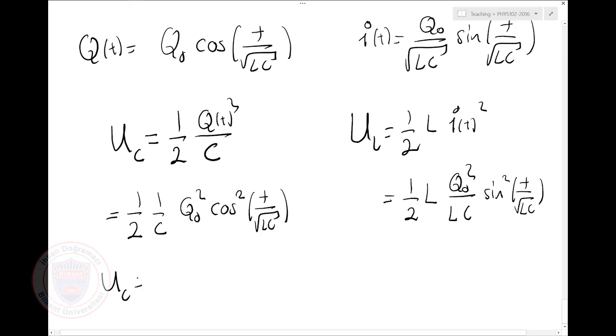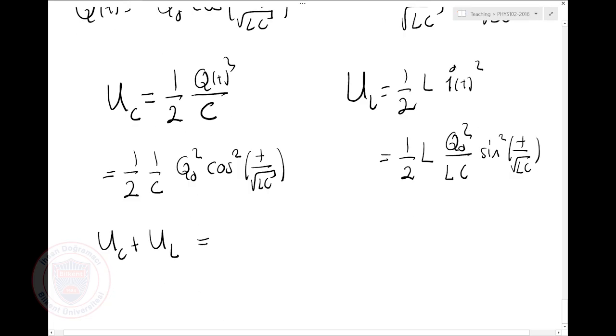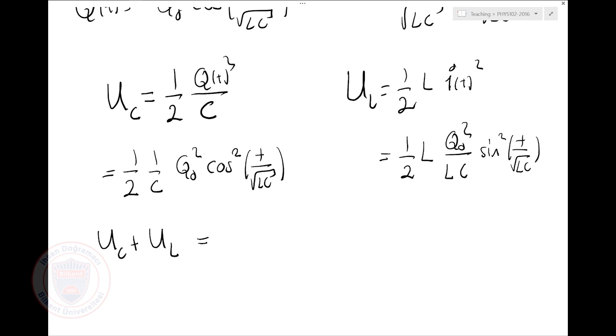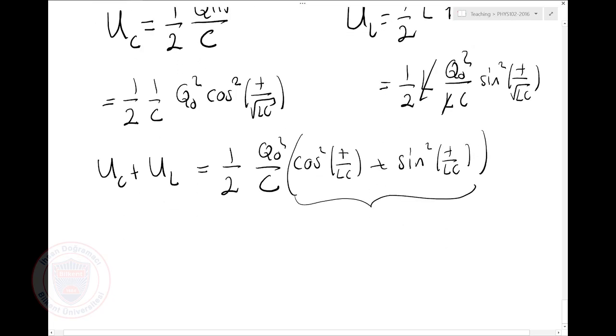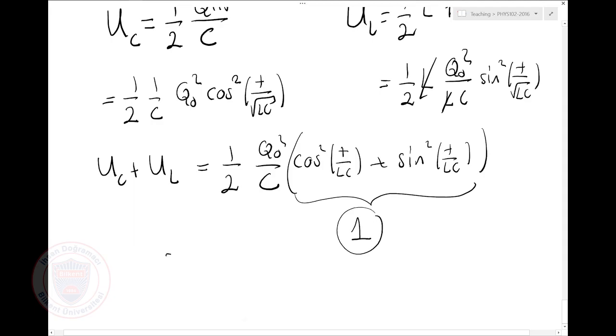What's the sum of the energy stored in the capacitor and in the inductor? I'm just going to sum these two up. 1/2 Q0 squared over C, and here L's cancelled, cosine squared t over LC. Look at the other term. It has the same coefficient, sine squared t over LC. So when I add cosine squared plus sine squared, what do I get? 1. Well, it's great. The total energy in my circuit is conserved.